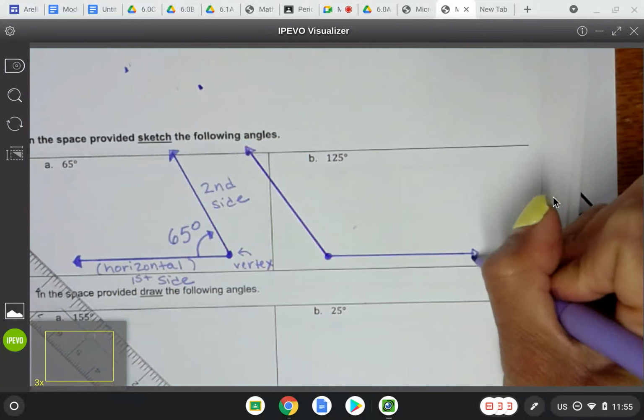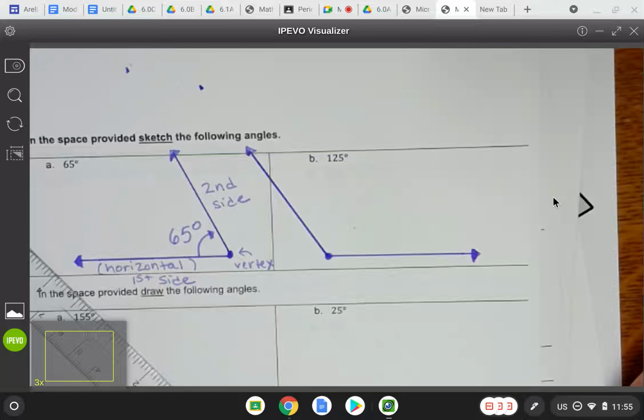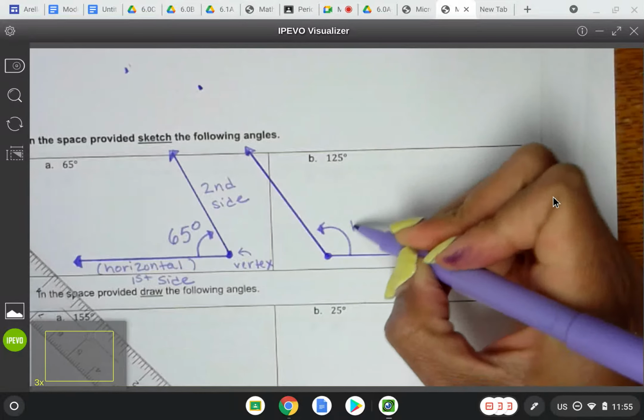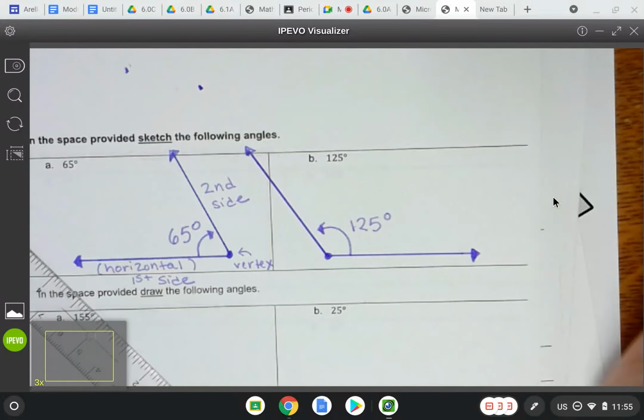So then I draw my rays or my arrows at the end of the two sides, and I measured counterclockwise to 125 degrees.